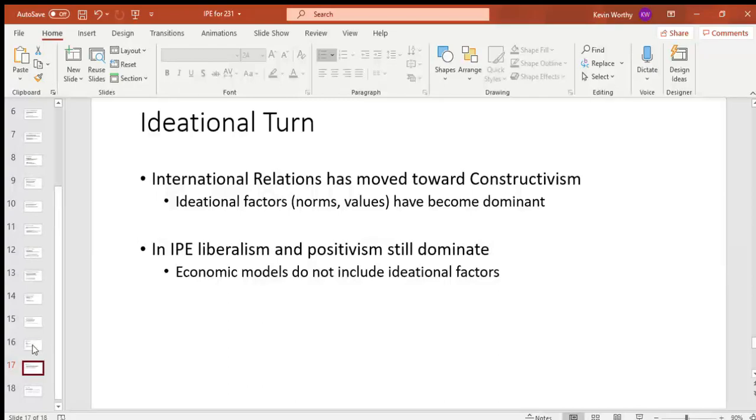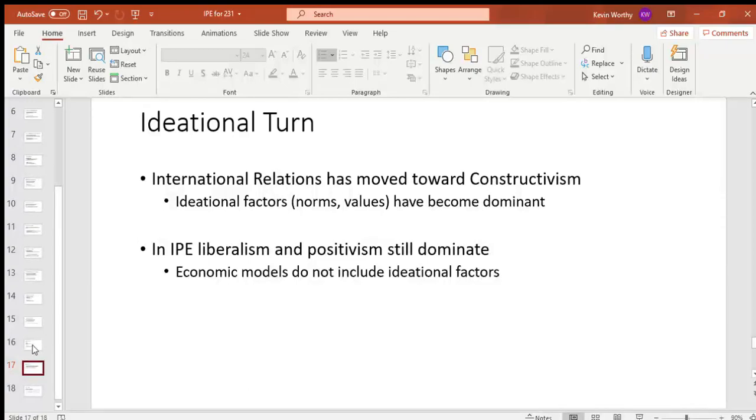The last part is this idea of an ideational turn. So American IPE still does not include ideational factors. We don't concern ourselves about norms and values as much. We are very much in the models, right? All individuals are sort of interchangeable.